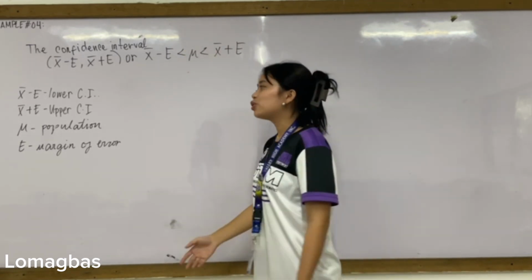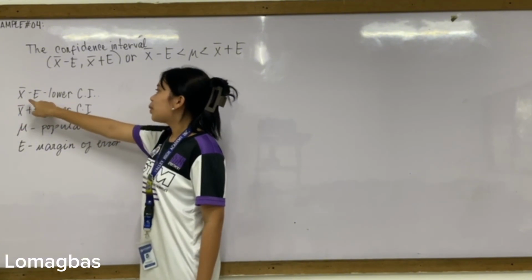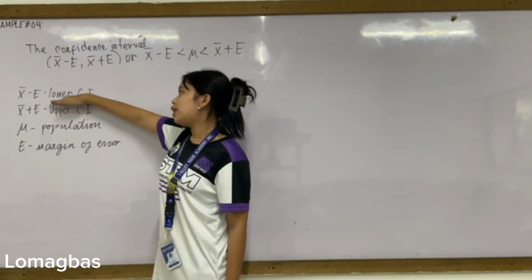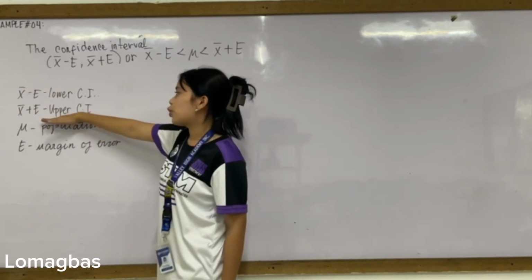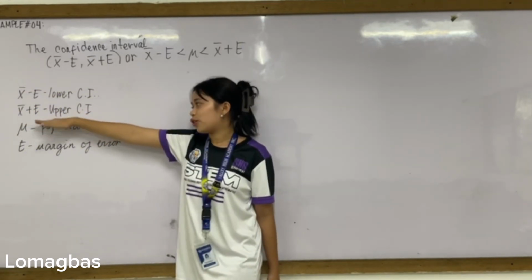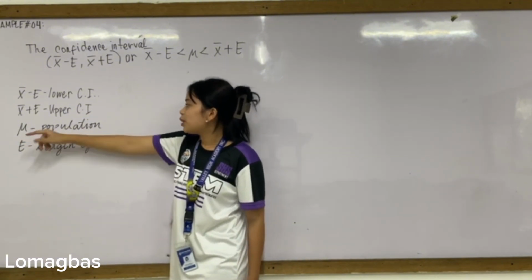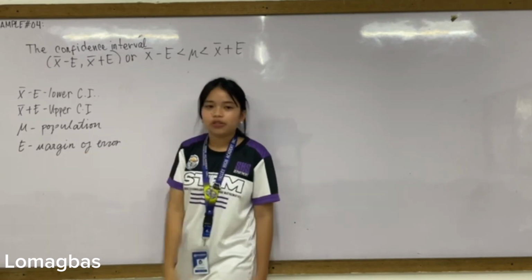Now let us take a look at these symbols. Sample mean minus margin of error is our lower confidence limit, while sample mean plus margin of error is our upper confidence limit. While this symbol is the population mean and this symbol is the margin of error.